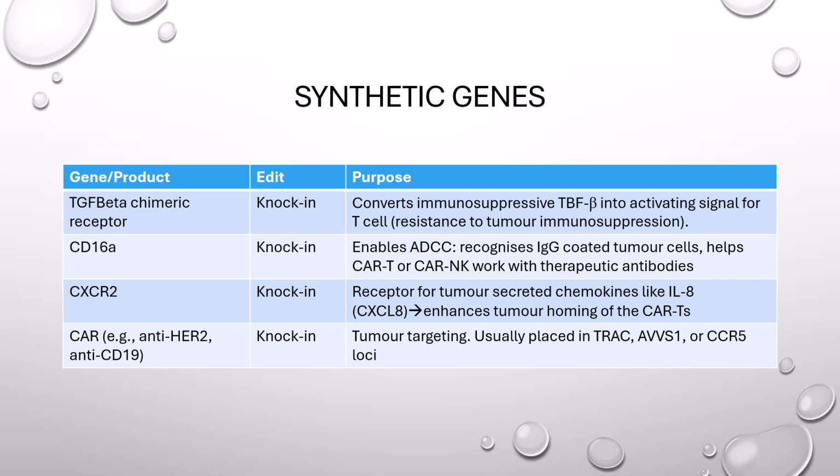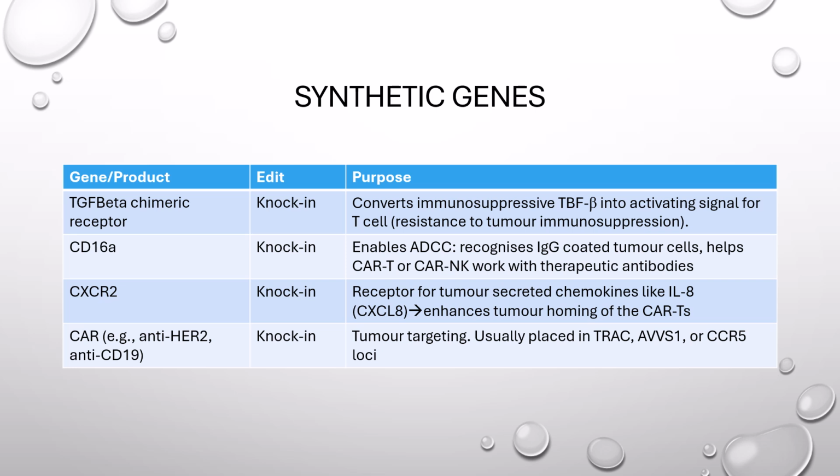And the reason is that we want to enhance the actual therapeutic effect. I did talk about these in the last presentation, but I didn't really go through it in much detail. So the TGF-beta chimeric receptor, and I'll go through it in more detail in the next slides, converts an immunosuppressive environment into an activating one.